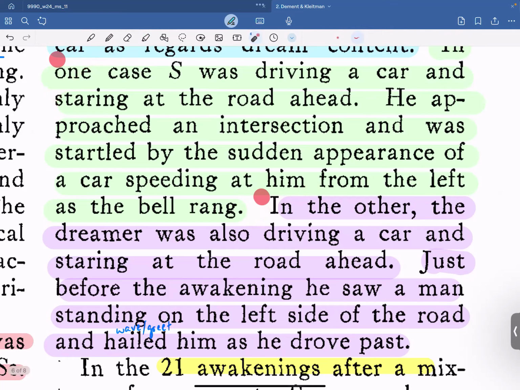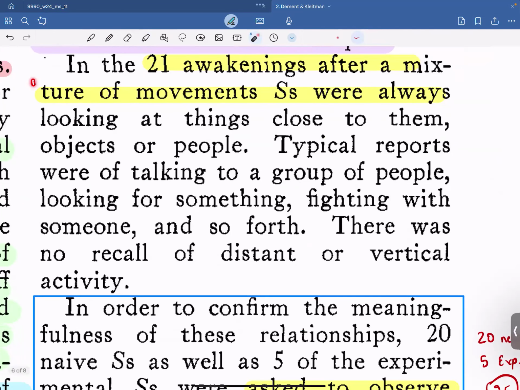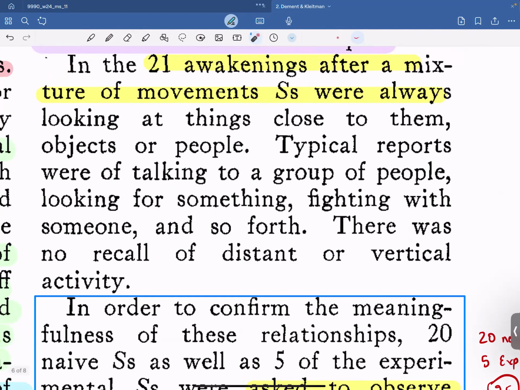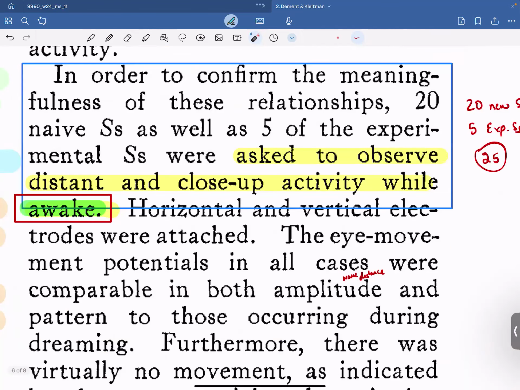Now, quickly reading through this, just so that if you want, you could learn this as well. In the 21 awakenings, after a mixture of movements, subjects were always looking at things close to them, objects or people. Typical reports were of talking to a group of people, looking for something, fighting with someone, and so forth. There was no recall of distant or vertical activity. Now, I hope there's more, just in case if you want to give this a read and learn. But I think by discussing this, we'd be able to answer this particular question.